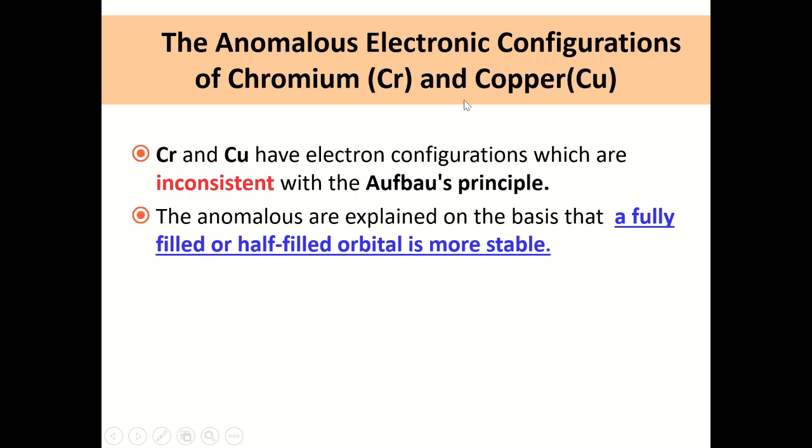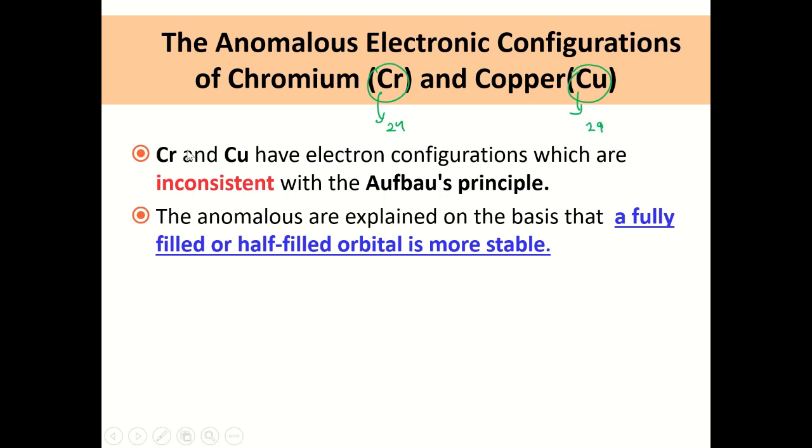Okay, so now the anomalies in the electronic configuration of chromium and copper. Just these two elements have anomalies. Chromium, how many electrons are there? There are 24. Meanwhile, for copper, there are 29 electrons.